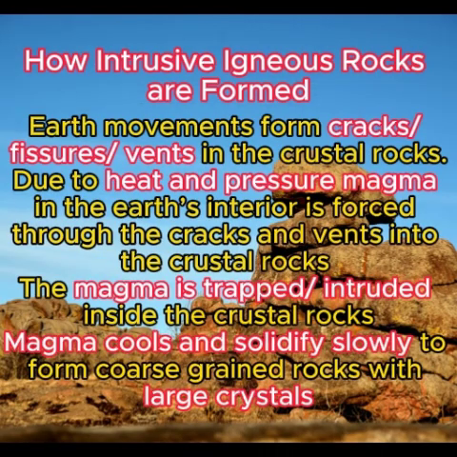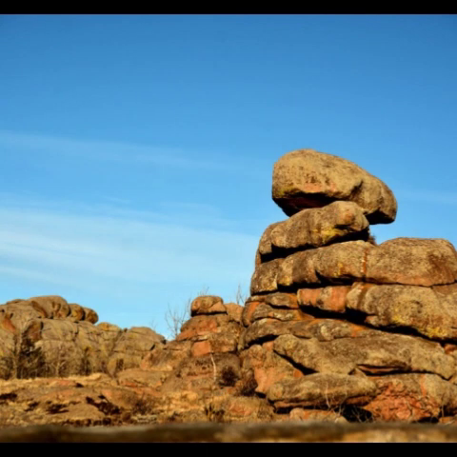How intrusive igneous rocks are formed. Earth movements form cracks, fissures, or vents in the crustal rocks due to heat and pressure. Magma in the Earth's interior is forced through the cracks and vents into the crustal rocks. The magma is trapped or intruded inside the crustal rocks. Magma cools and solidifies slowly to form coarse-grained rocks with large crystals.